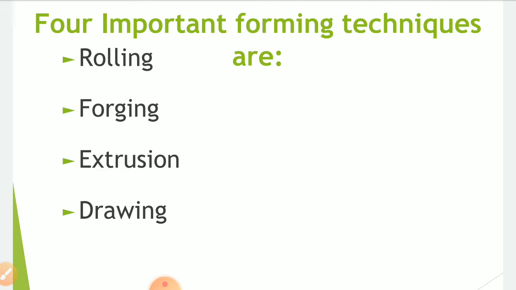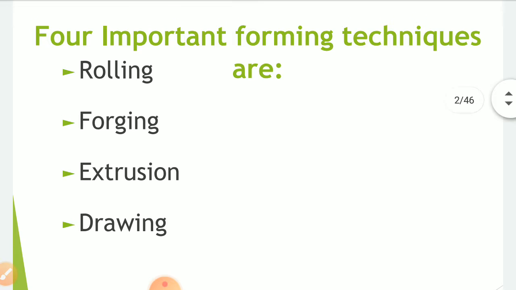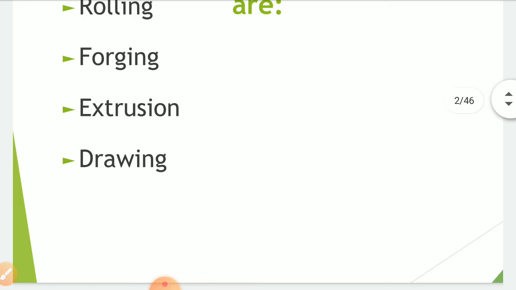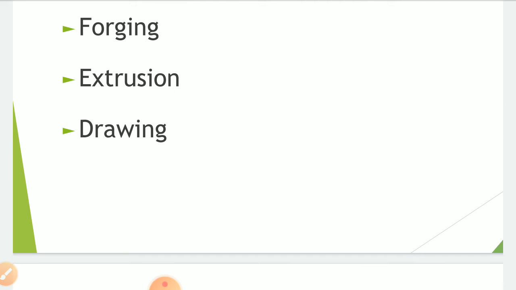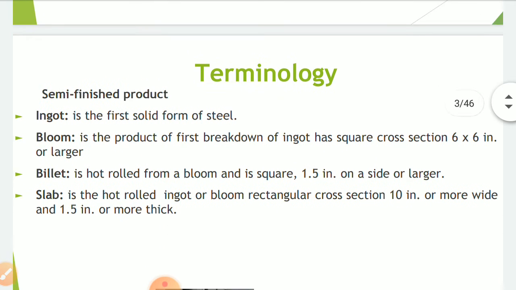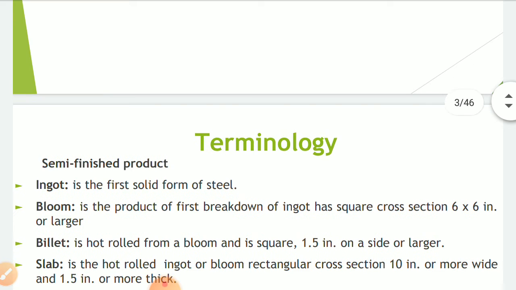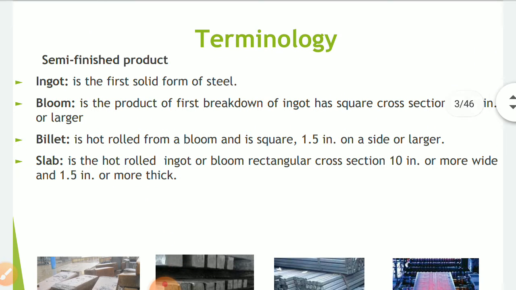Now based on the temperature of the workpiece on which we are going to do the forming process, based on the temperature we can define forming process in two different categories. Those are hot forming and cold forming. So in this particular lecture our focus will be on hot forming and cold forming, and on these four different forming processes we will discuss in the coming lectures. So let us see the terminology here.